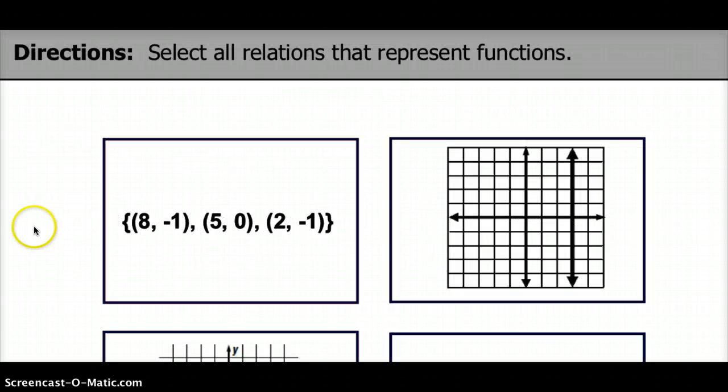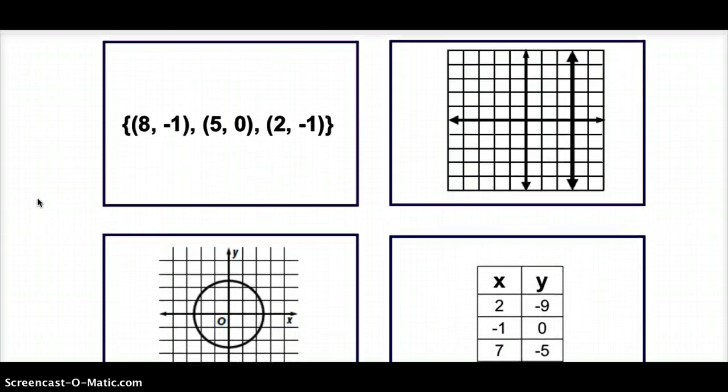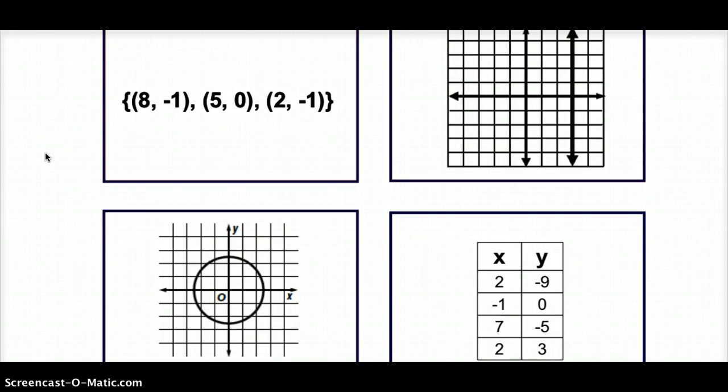Let's look at some examples of ways that data can be represented. And again, we learned this the last time. These are relations. They're all relations. Now we want to determine specifically if these can be functions.